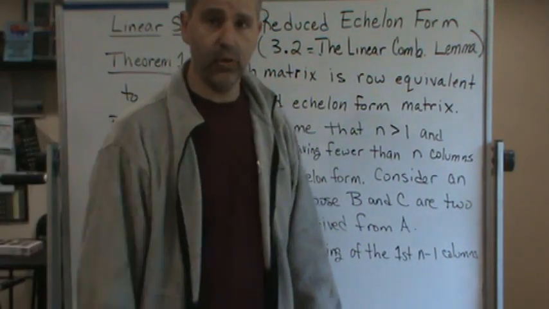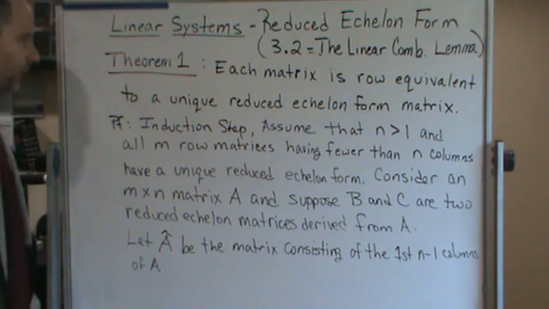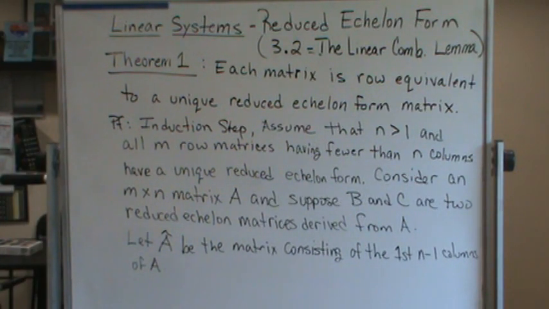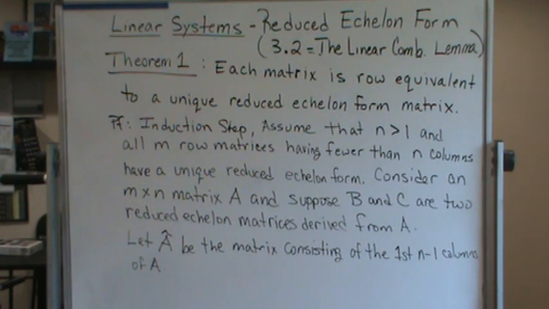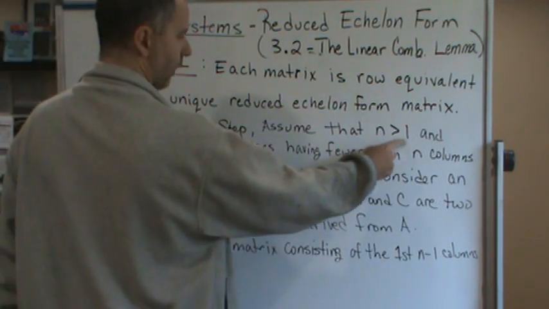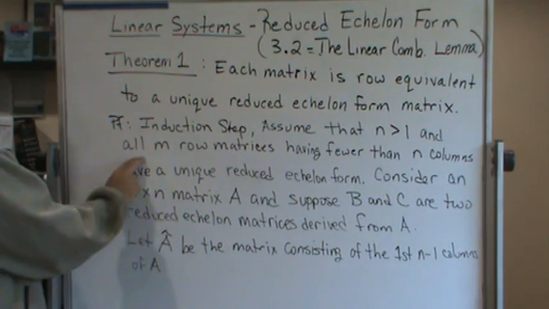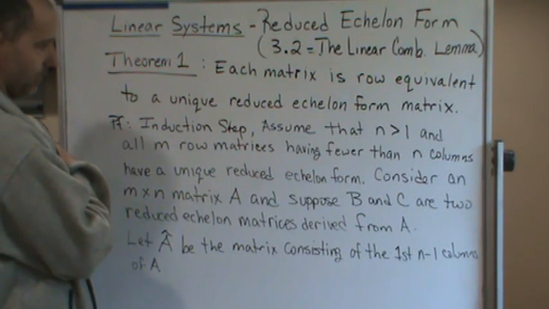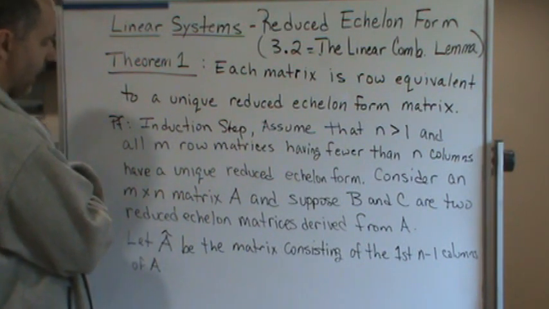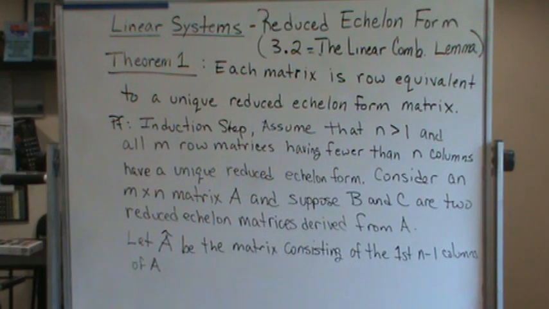Okay, so now let's do the inductive part, or start the inductive part here. Now, in this part it says each matrix is row equivalent to, or excuse me, here, I'm sorry. So the induction step here, it says assume for n greater than 1 and all m row matrices having fewer than n columns have a unique reduced echelon form. Okay, so that's what we're going to assume.